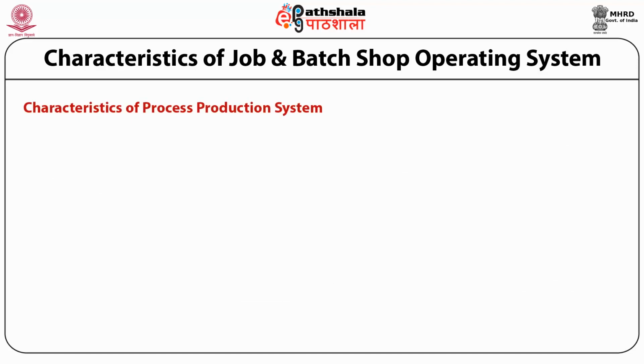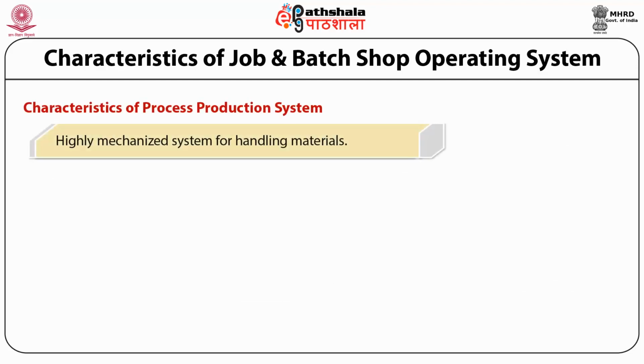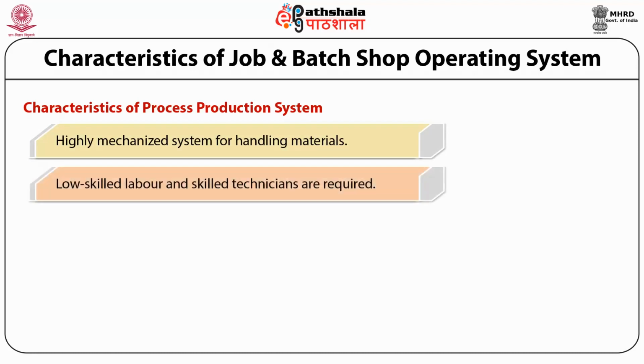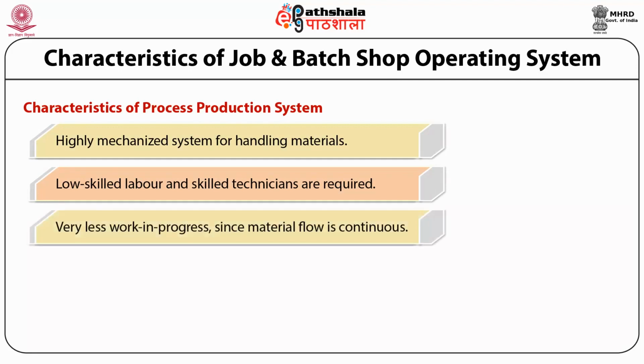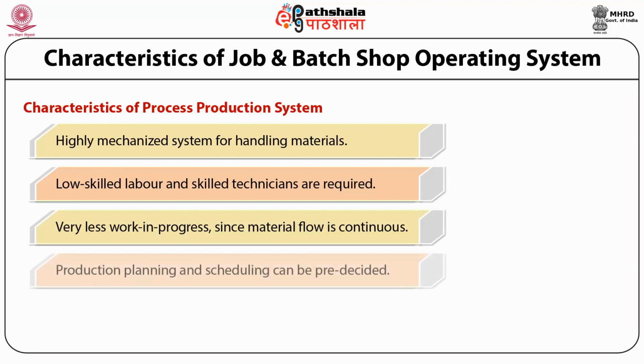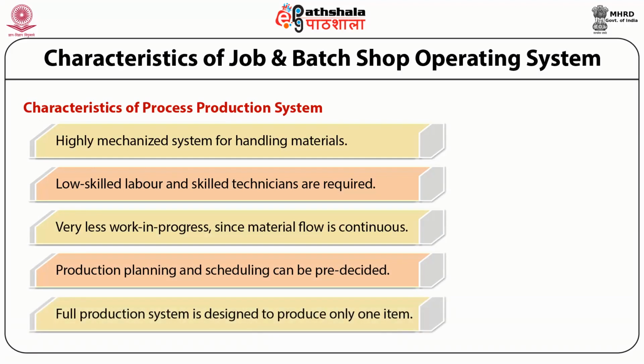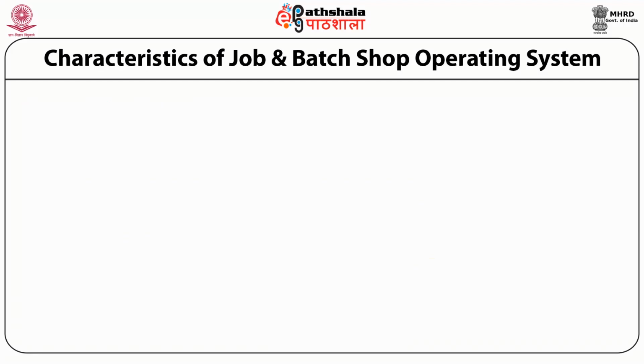Characteristics of process production system. First, they are highly mechanized systems for handling material. Second, low skilled laborers and skilled technicians are required. Third, very less work in progress since material flow is continuous. Fourth, production planning and scheduling can be predetermined and decided. Fifth, the full production system is designed to produce only one item.